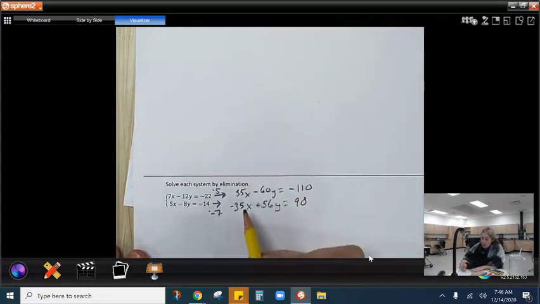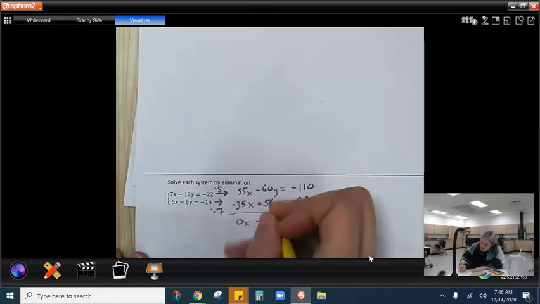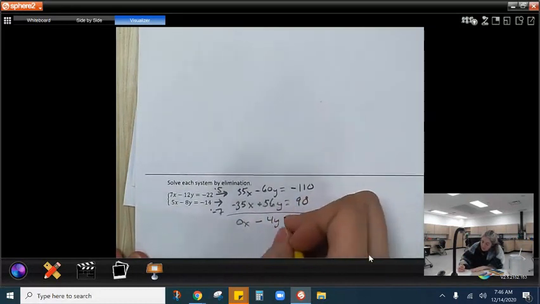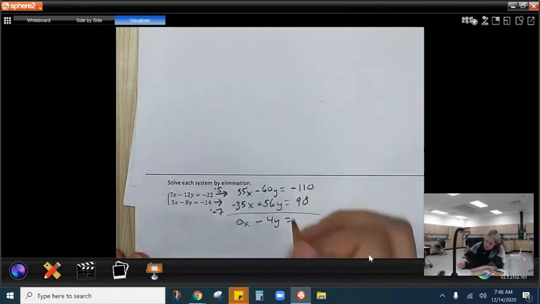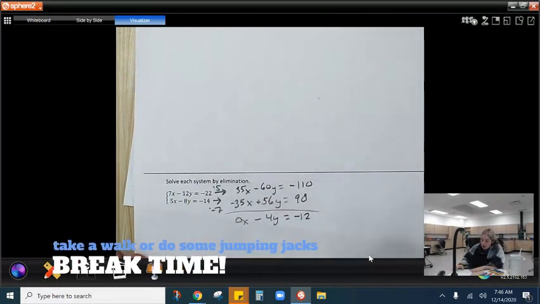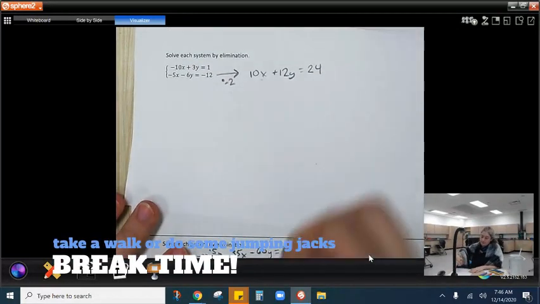So now that I have those, oh, look, my x's are aligned on top of each other. Now I can eliminate them. So this is 0x minus 4y is equal to negative 110 plus 98, which gets you negative 12. And I can solve it from there, right? Just like we've been doing. So let's check out this one.